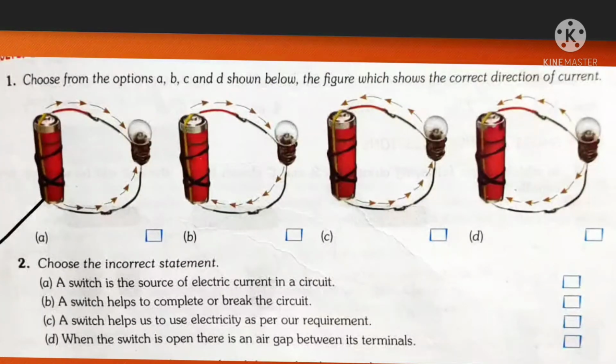Choose the incorrect statement. You need to find out which one statement is incorrect. So let's read the first one. The switch is a source of electric current. How can a switch ever be a source of electric current? So the first is wrong. Next one, a switch helps to complete or break the circuit. This is correct. When you put a switch in your circuit, it tells you whether you can break the circuit or you can complete the circuit.